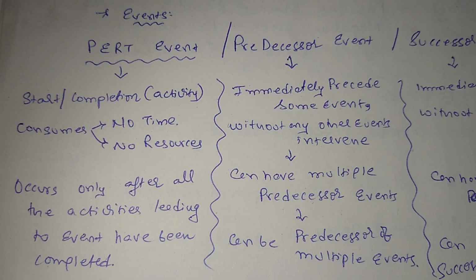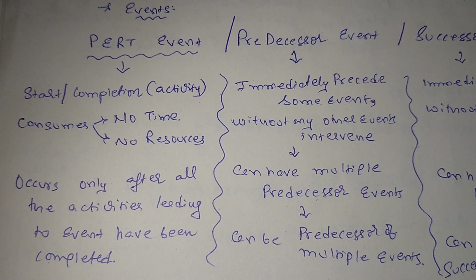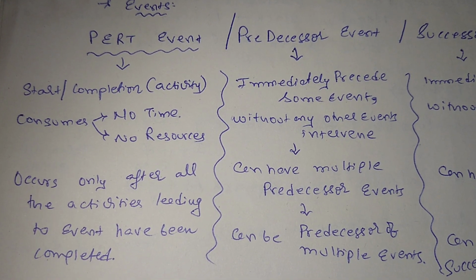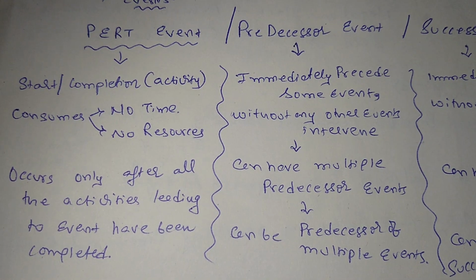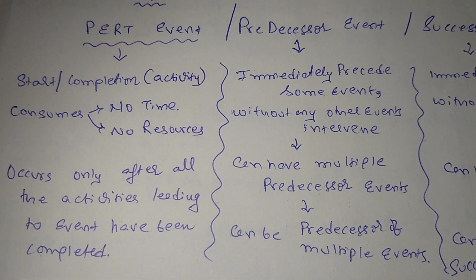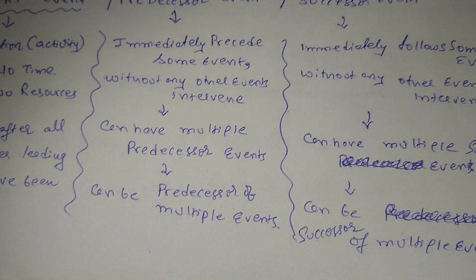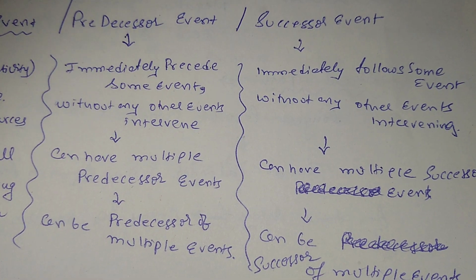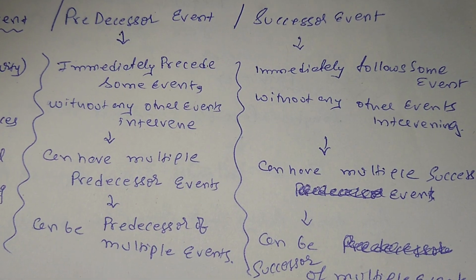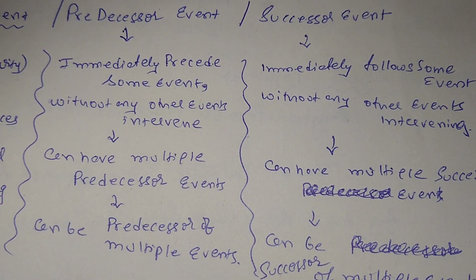See about the events in the PERT. PERT event, from start to completion, is called a PERT event. It consumes no time and no resources. It occurs only after all the activities leading to the event have been completed. Predecessor event immediately precedes some event without any other events intervening, and it can have multiple predecessor events, and can be predecessor of multiple events.